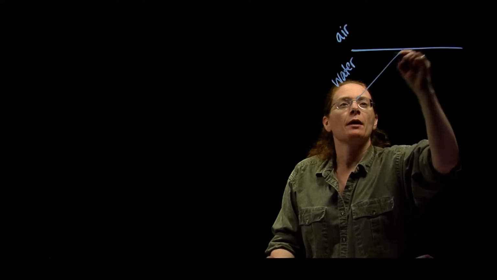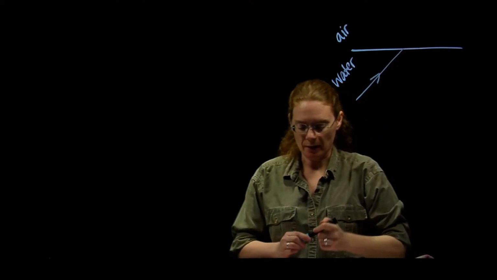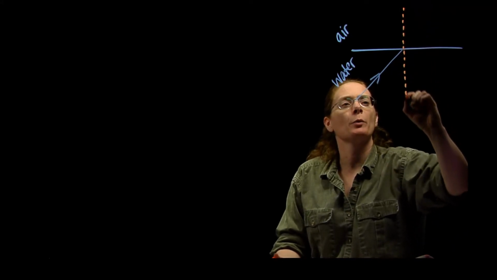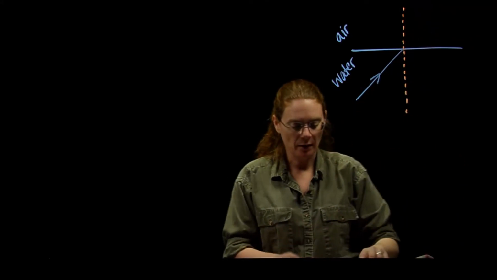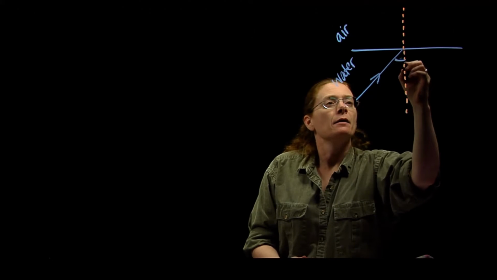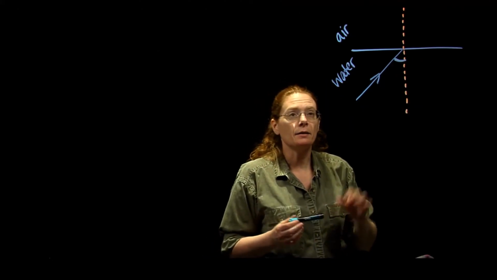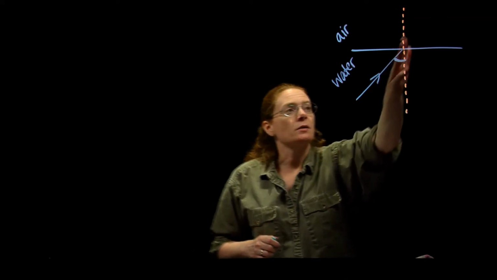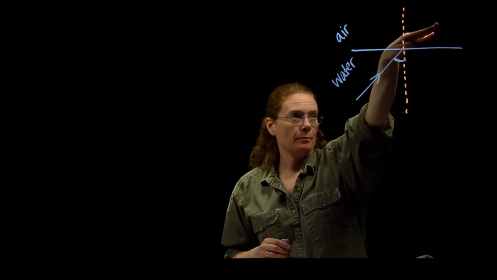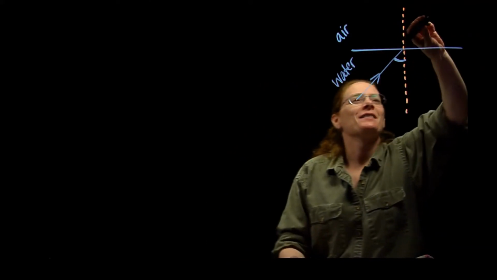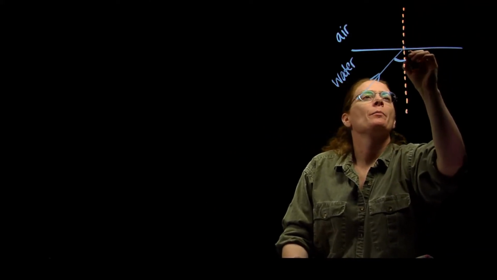So I'm going to have a light ray coming in like this from the water, and it's going into the air. Here's my normal, again, perpendicular to the surface. Here's my angle right there. That would be the angle I would use. And the light that leaves the water is bent away from the normal. Which means that instead of coming in like that, it's going to be going out like that.